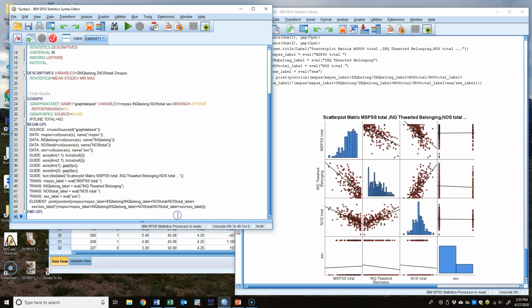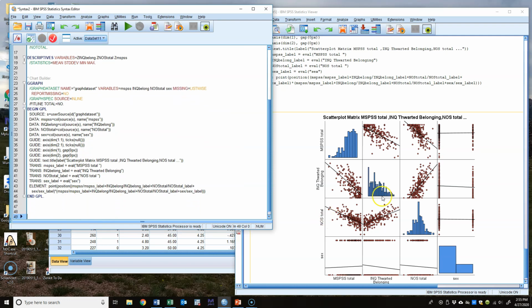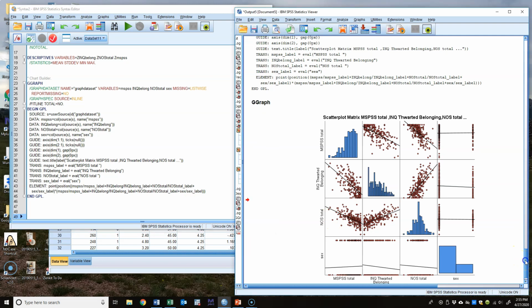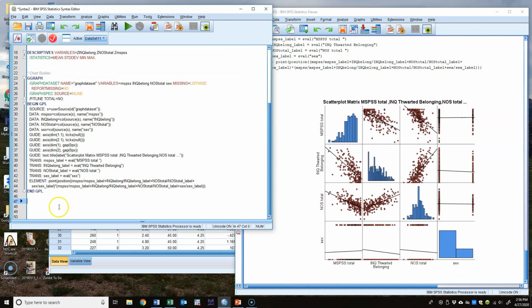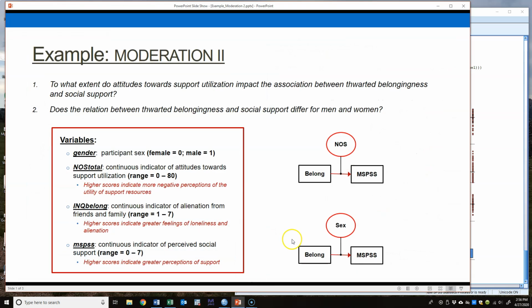Okay. So to this point, we've gone through and taken a look at screening of our univariate distributions and our bivariate plots, extreme scores, and things like that. But what I want to do now is take a look at my assumptions of my residuals for my final model and my regression. And so what I'm going to do before I do that, remember that our model that we're looking at, we're going to regress SPSS scores onto NOS, INQ belonging, and then the interaction of NOS and belonging and sex and belonging.